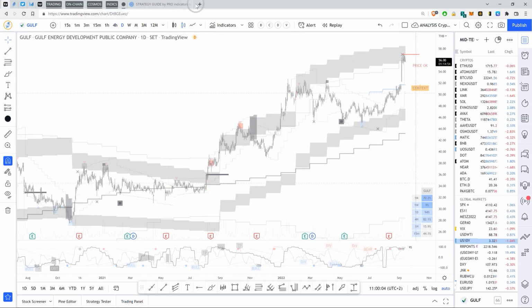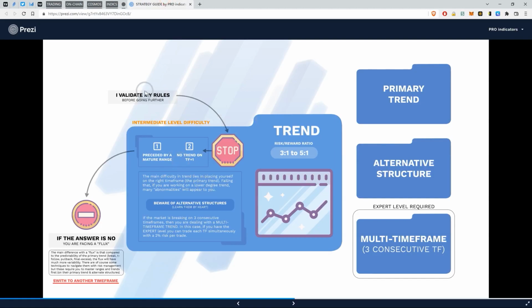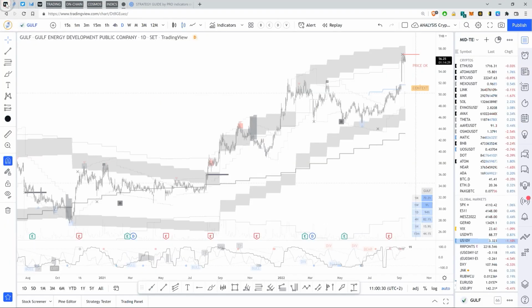So before proceeding any further than that, we open the trend and we validate the rules to make sure that we're looking at something that makes sense. There are 2 conditions that we need to see in order to make sure that we're in the right time frame. We need to see that there is a preceding range before we broke out of the trend, and we need to make sure that there is no trend on the higher time frame because we want to trade the larger trend. This is where the risk will be the lowest.